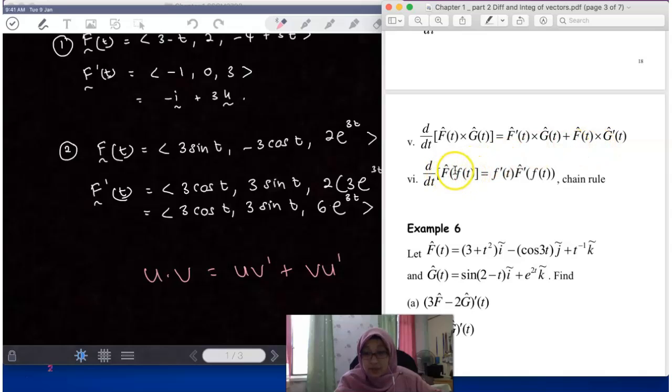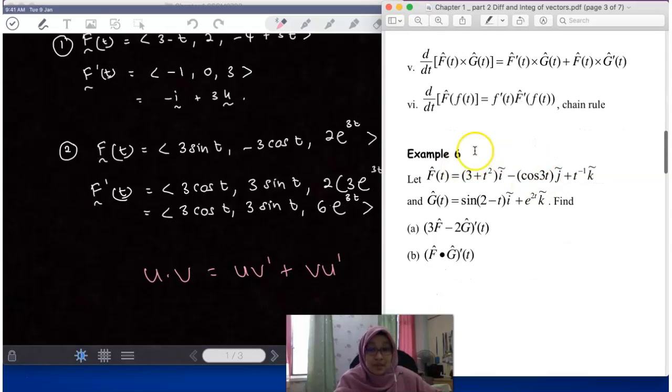Okay, so this is a composite function. There is a function f in the vector function. Then you need to apply the chain rule. Okay, so now let's try example 6.